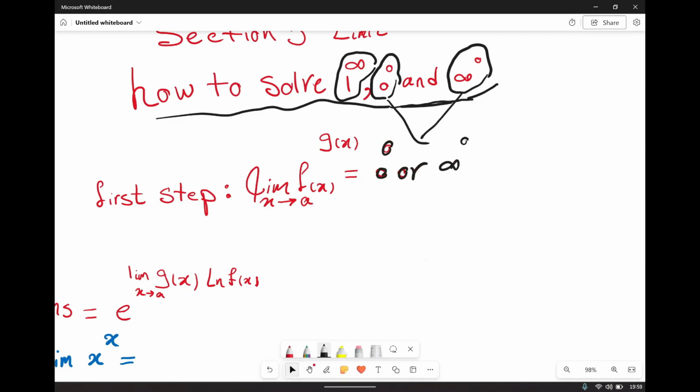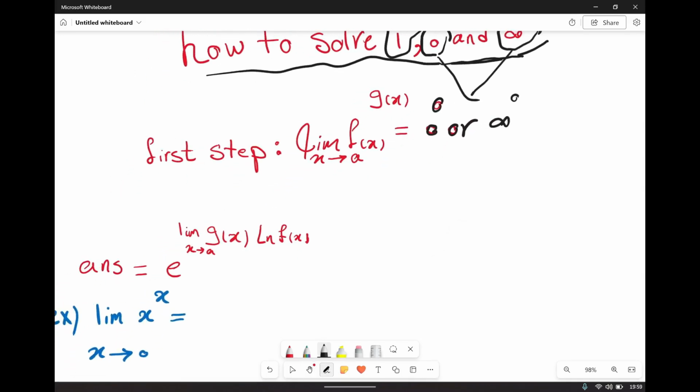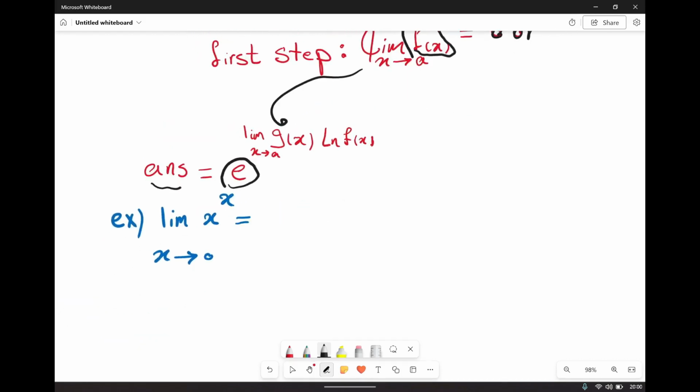What is the strategy and what is our trick? You know, we have two sections, f and g, a base and a power. Therefore we reform the limit to this type. Our answer is e power limit g(x) ln f(x), x goes to a. Don't worry about this, it's so simple.